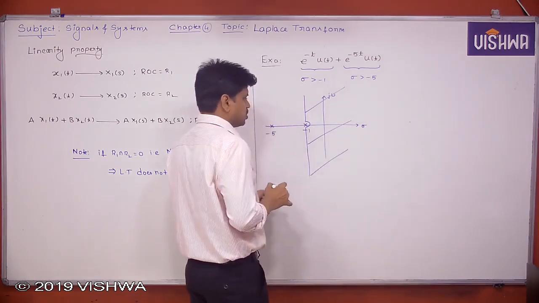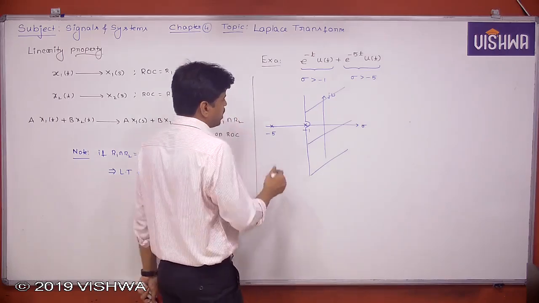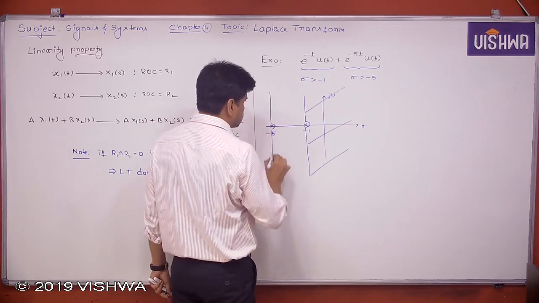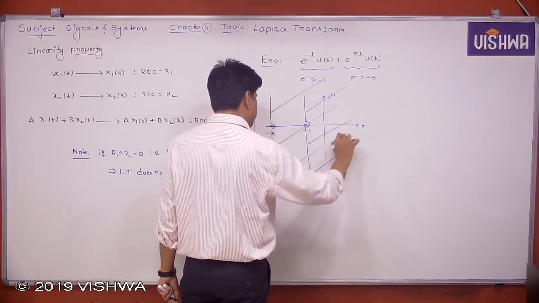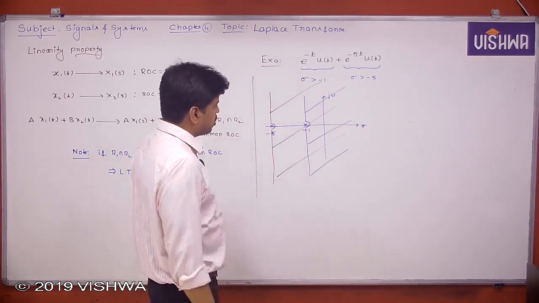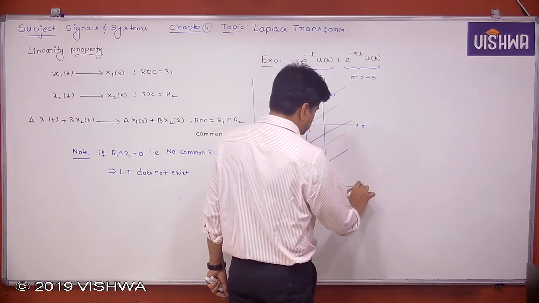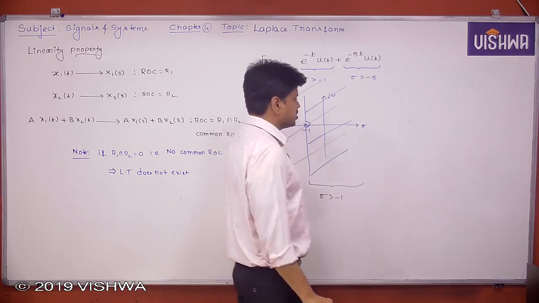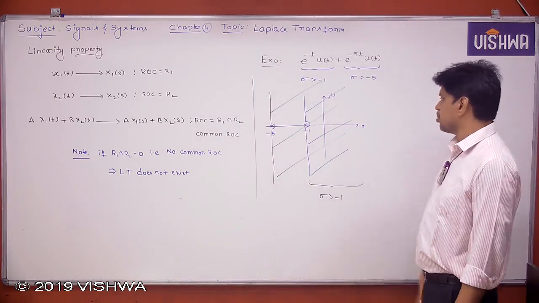This is the ROC. Next, for sigma greater than -5, this is the ROC. What is the common ROC? That is nothing but this one: sigma greater than -1. This is the common ROC we are having. So is the common ROC existing or not? Yes, definitely the common ROC is existing.